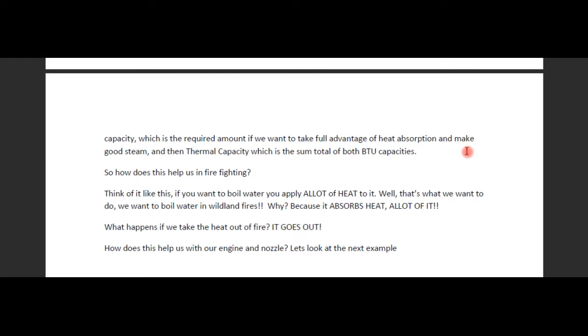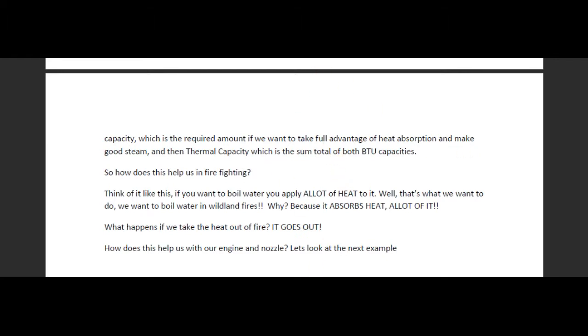So how does this help us in firefighting? Think of it like this. If you want to boil water, you apply a lot of heat to it. That's what we want to do. We want to boil water in wildland fires. Why? Because it absorbs heat, a lot of it. What happens if we take heat out of a fire? It goes out. How does this help us with our engine and nozzle? We'll take a look at the next example.